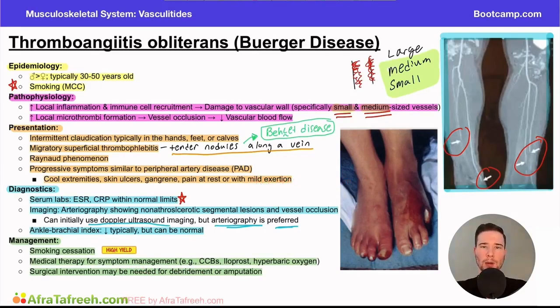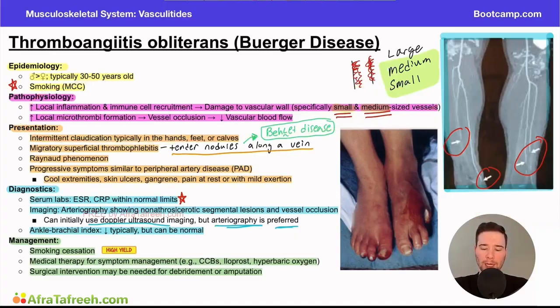So just a quick summary to wrap up this video. We're talking about thromboangiitis obliterans, sometimes also called Buerger disease. Typically, this is going to present in a 30 to 50-year-old male who has a history of smoking. The pathophysiology is similar to a lot of our other vasculitis conditions in which we get local inflammation that can lead to vessel occlusion and ultimately decrease vascular blood flow.